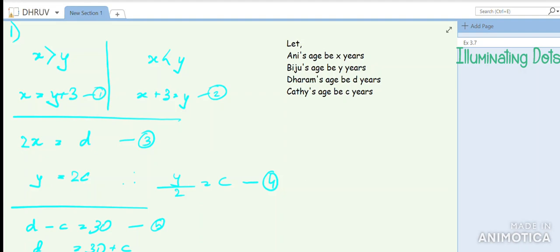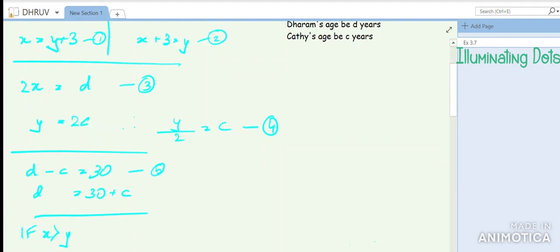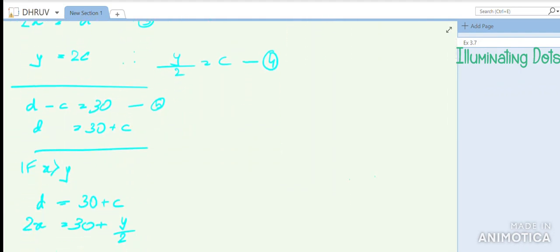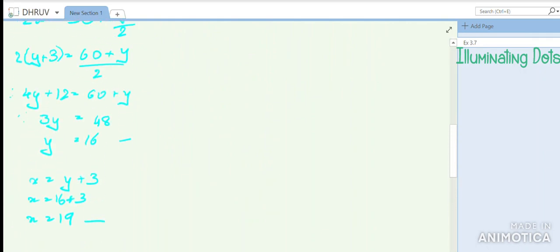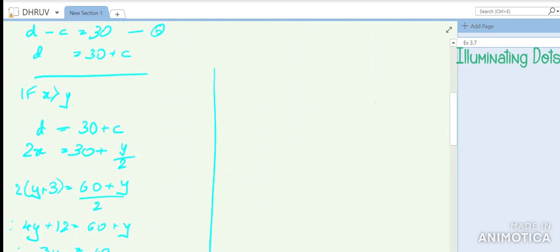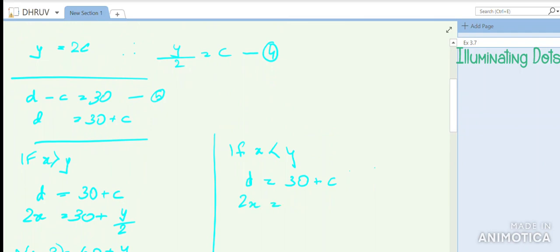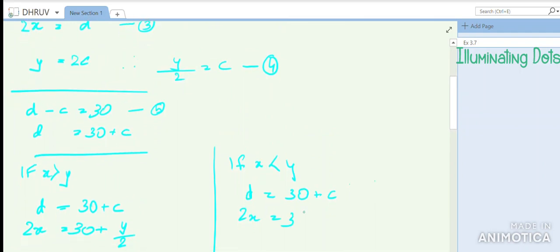Now in the second condition, where x is less than y, what we do here is we know that x plus 3 is equal to y for the second equation. So we write the fifth equation again. I will solve it beside it. So if x is less than y, the fifth equation was d is equal to 30 plus c. Now the value of d is equal to 2x and c is equal to y upon 2. So 30 plus y upon 2.